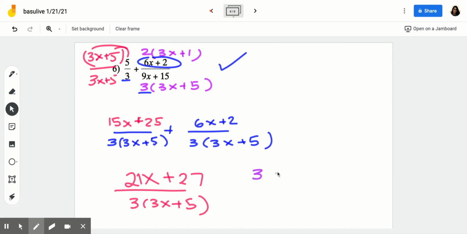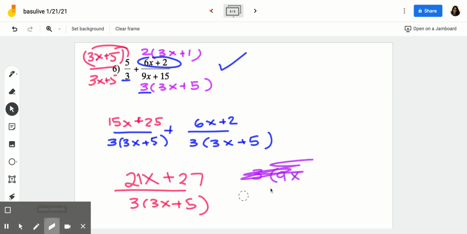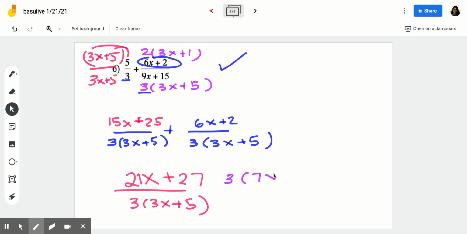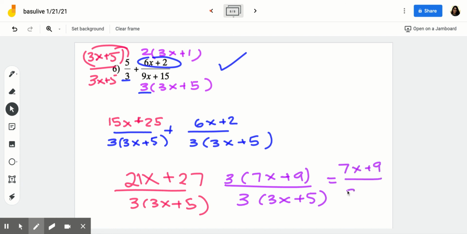A 3 comes out of the top, which leaves me with 9x. I'm sorry, not 9x, 7x. So a 3 comes out, which leaves me with 7x plus 9. Okay, and then you see that 3 on top and the 3 on the bottom. Can you cancel them now? Absolutely. So all that will be left is a 7x plus 9 on top and a 3x plus 5. Can we cancel these 5s? Nope, because they're connected to a minus or a plus.